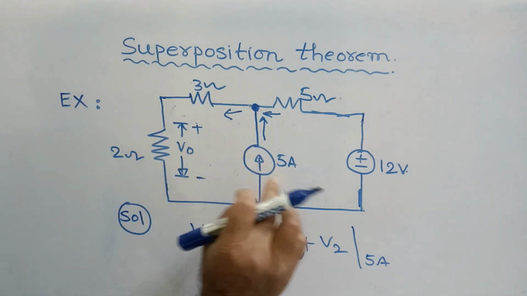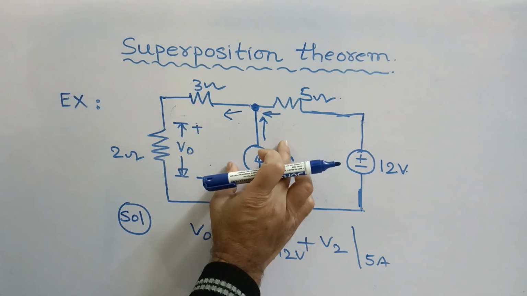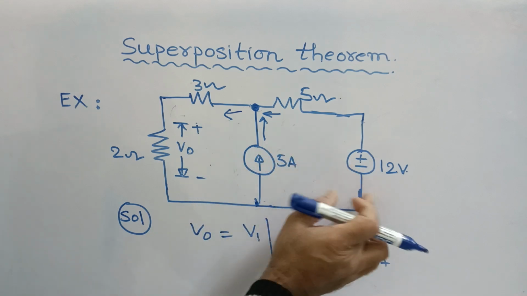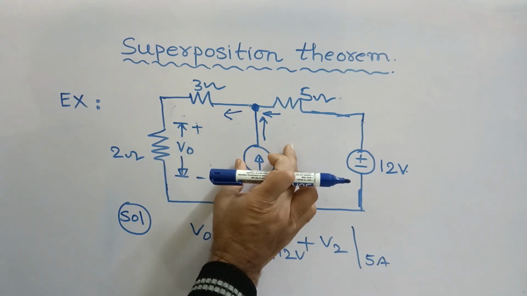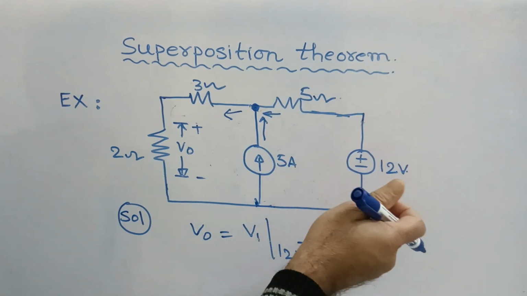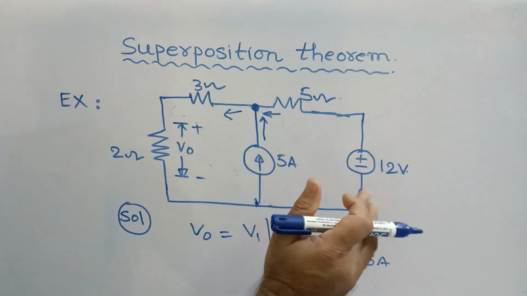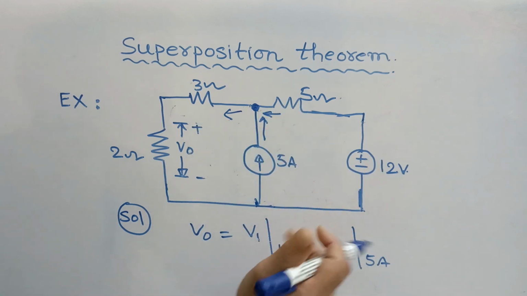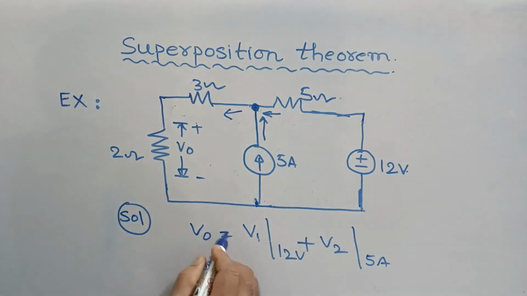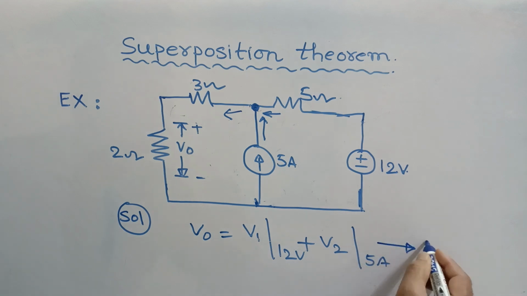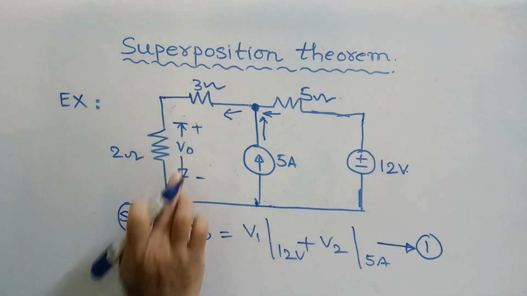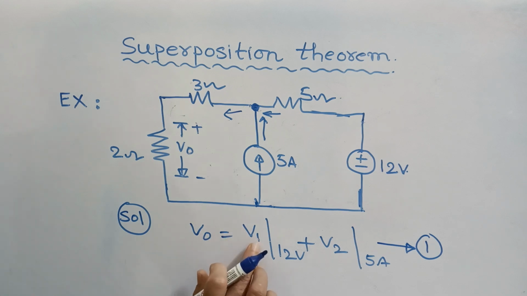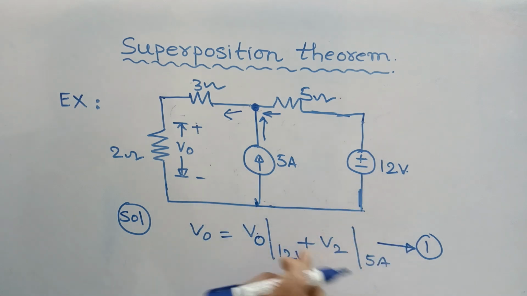That means at a time we should consider only one source, either the current source or the voltage source, whatever it is. At a time we should consider one source only, and the rest of the sources we must keep off, or turn off. So the output voltage V0 can be expressed as V0 is equal to V0 with respect to the 12 volt voltage source plus V0, the output voltage, with respect to the 5 ampere current source.